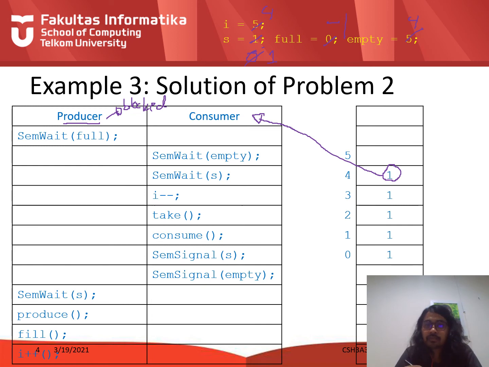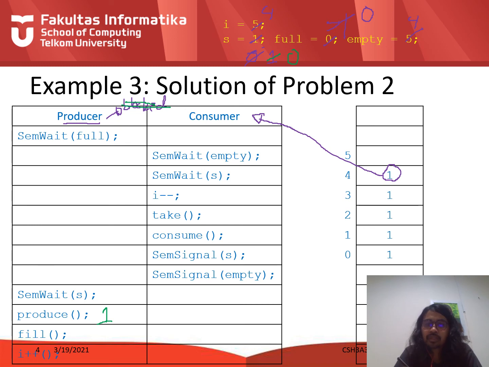So here full becomes 0, which is the cue for the producer to be unblocked, because 0 means unblock a process. So here the blocked producer is unblocked, and then the producer will continue. Same way with S, S becomes 0. It means that the consumer cannot run, and then the producer produces one number, and then fills. It fills the fourth member of the buffer.